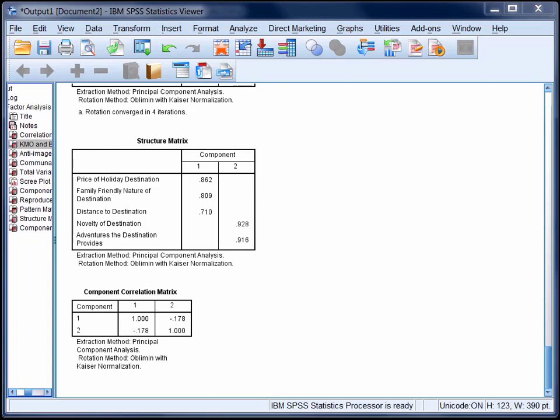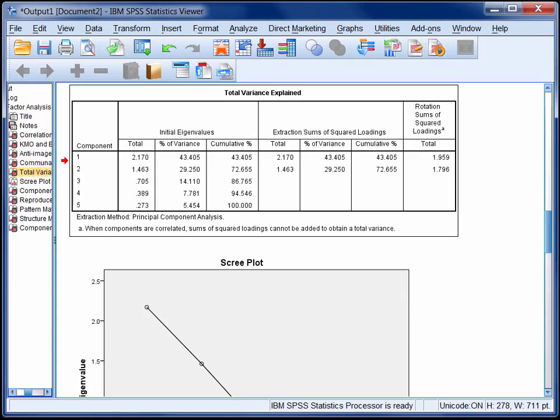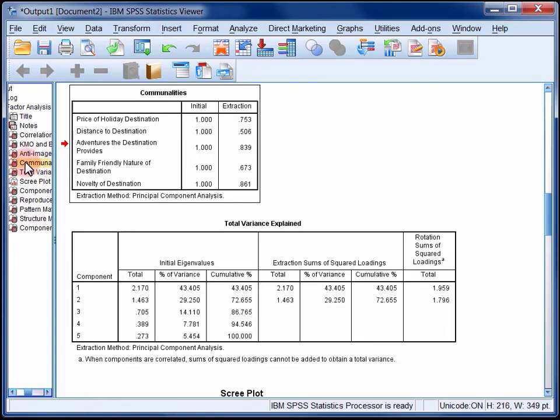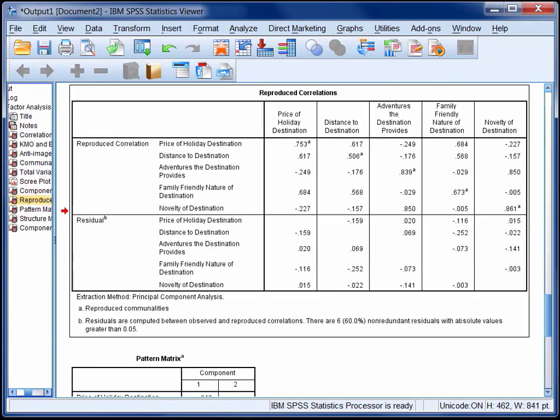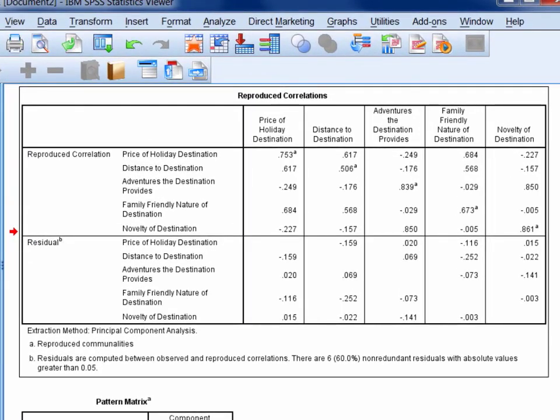So finally then, we should get a sense of whether our two-component model is a good model. There are a number of things that we can look at to do this, including, for example, looking at the proportion of variance accounted for by the extracted components in combination. And in our case, that's 72.65%. We can also look at the extracted communalities, and we can look at the interpretability of the pattern matrix. We can also, though, look at the reproduced correlation matrix to get a sense of goodness of fit.